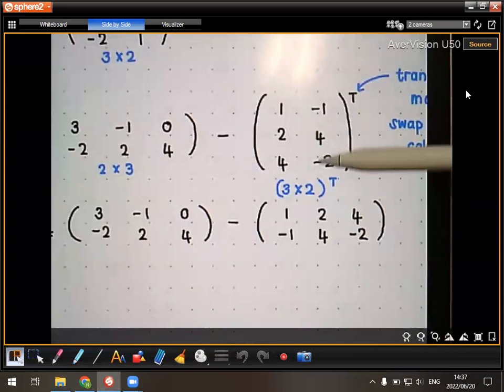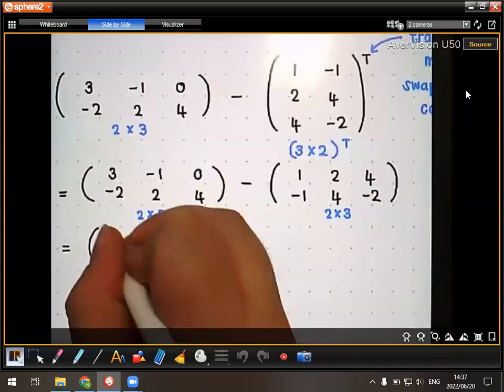Okay, second row is 2, 4. That now becomes second column, 2, 4. Third row, 4, -2 becomes third column, 4, -2. So look at it in that way as well. You can say first column, 1, 2, 4, becomes first row, 1, 2, 4. Second column, -1, 4, -2 becomes second row, -1, 4, -2.